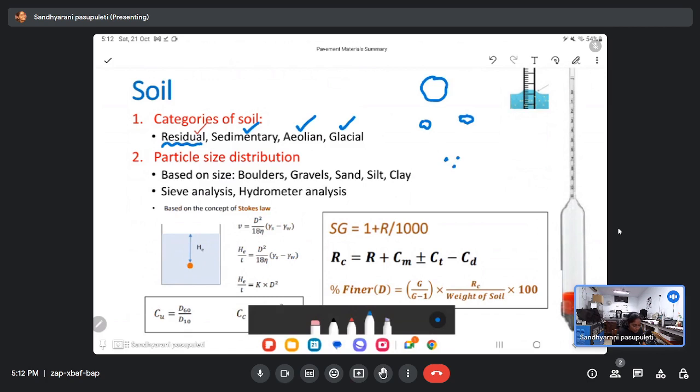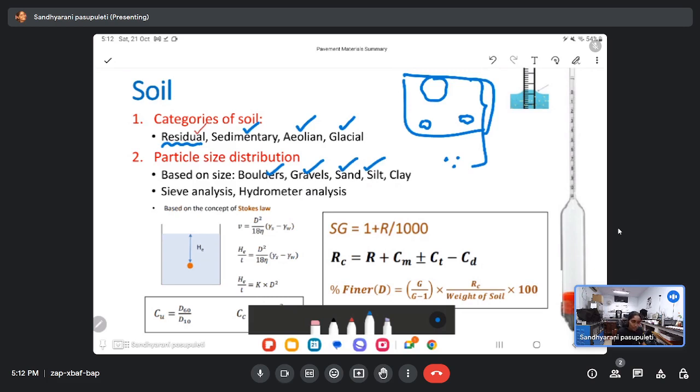So how do we distribute these sizes? Once the categories of soils have been finalized, we need to distribute these particles into different sizes. If the particles are of bigger size, we could do this using sieve analysis. For example, boulders, gravels, till sand and silt. We can categorize these aggregates using sieve analysis.